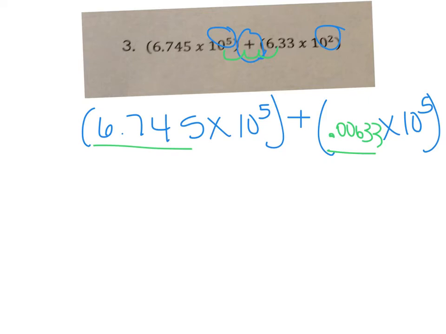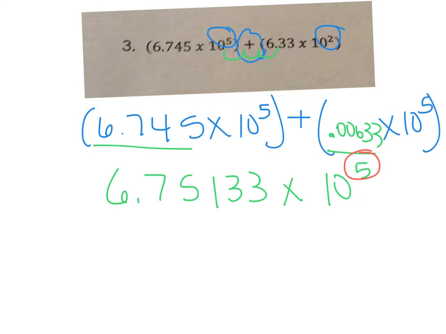When I added those two numbers, I got 6.75133. Again, please be careful. I see a lot of people leaving digits out. Times, we don't change the exponent. It's 10 to the 5th. There's my scientific notation. My standard notation, because my exponent's positive, I'm going to go to the right.